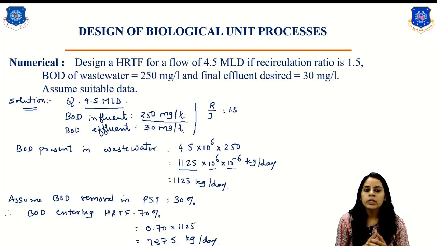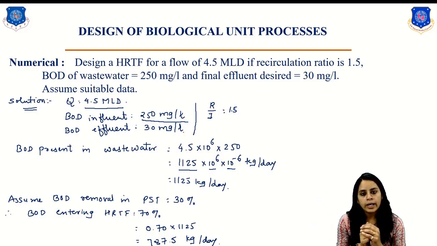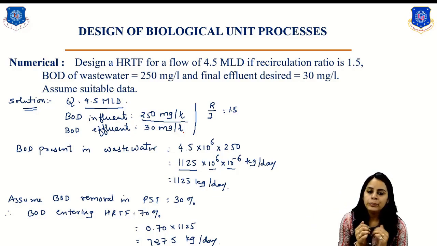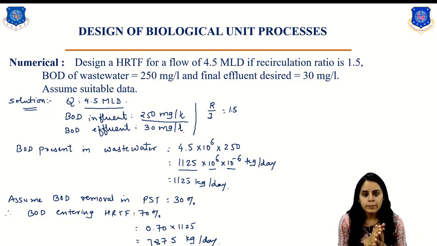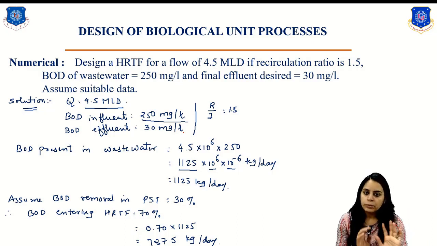Now the next one is an example of the trickling filter. The data: design a high rate trickling filter for a flow of 4.5 MLD (million liters per day), if the recirculation ratio is 1.5. So the recirculation ratio is given. The BOD of the wastewater is 250 mg per liter, the final effluent desired is 30 mg per liter, and assume suitable data.